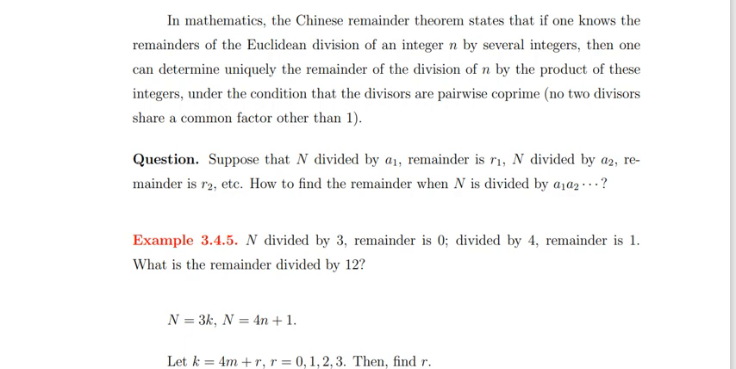Okay, so now let's check this problem. Here we have some number. This number divided by 3 remains 0, divided by 4 remains 1. So what is the remainder when this number is divided by 12?